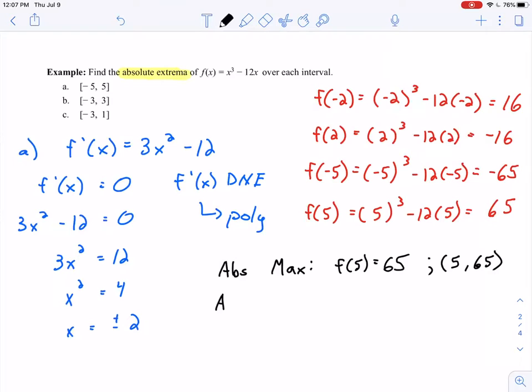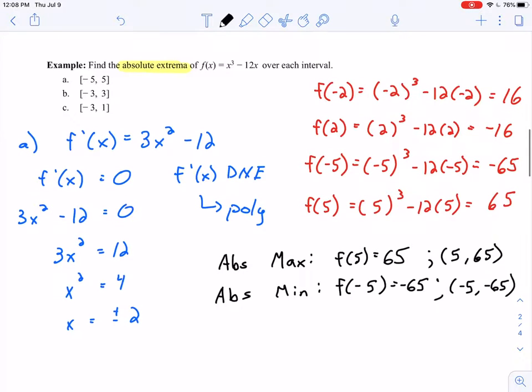My absolute minimum then, the lowest y value, we said that was negative 65. So f of negative 5 is equal to negative 65, or negative 5 comma negative 65. Either one of those will be just fine here. So that is my absolute maximum and my absolute minimum on this particular interval, negative 5 to positive 5.